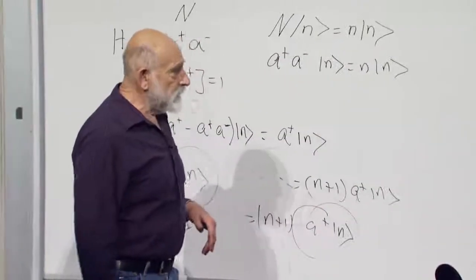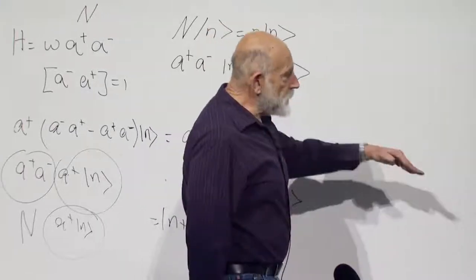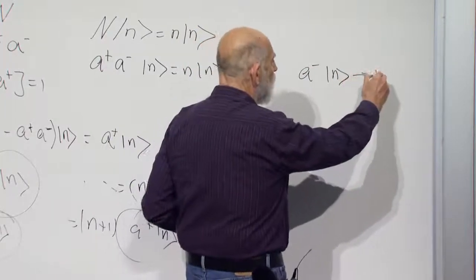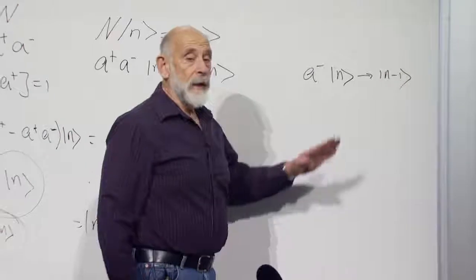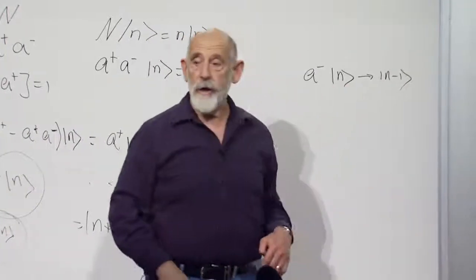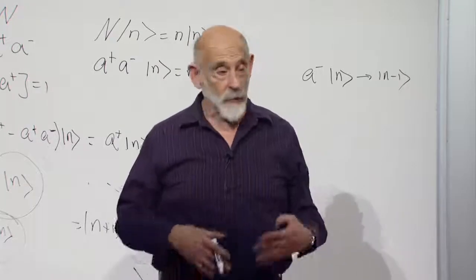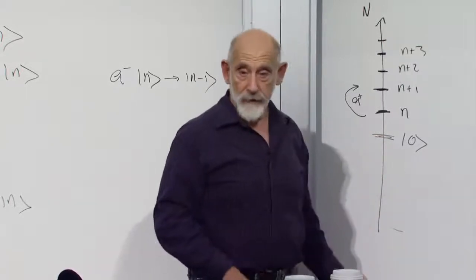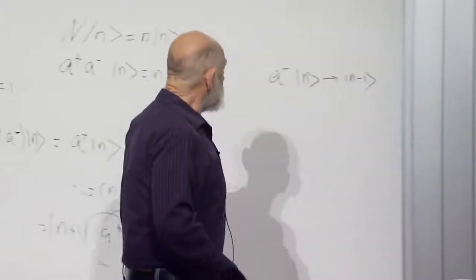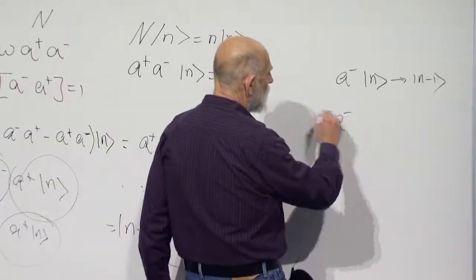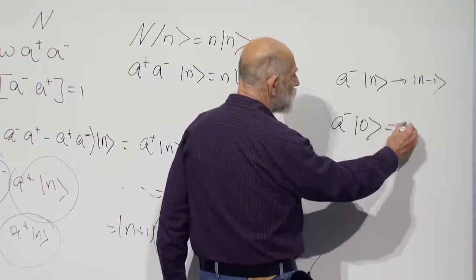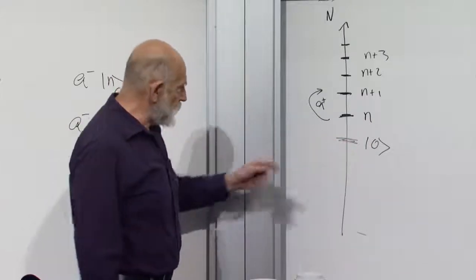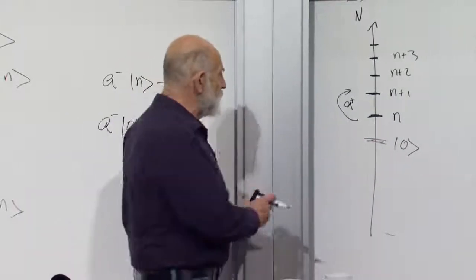You can't go indefinitely down. What does that mean? What takes you down is A minus. So A minus on n takes you to n minus 1, or it takes you to 0. Or it just kills the state, so there's nothing below it. Those are the only two mathematical possibilities. A minus takes you down, or you just run out of states. There are no states below it. That's what happens. A minus on 0 is just 0. So there's nothing down below n equals 0. The first state corresponds to n equals 0.